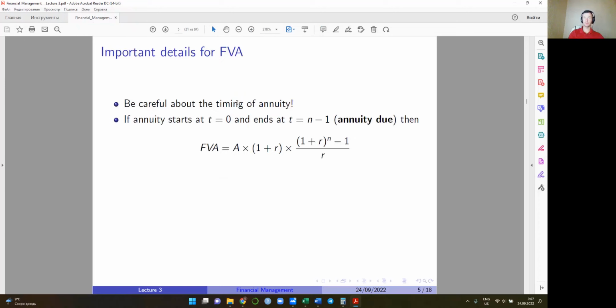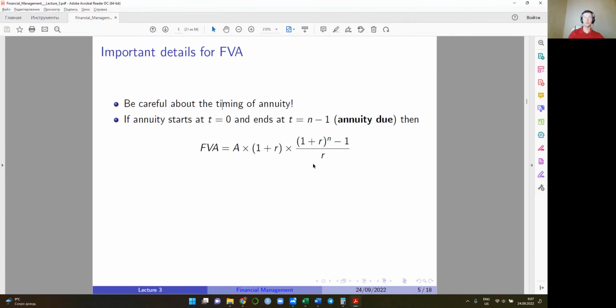This is an important thing. So if an annuity starts at t0 and ends at tn minus 1, and we call this form of annuity annuity due, because it starts at the beginning of every period, then the formula is this. So the formula that we derived.